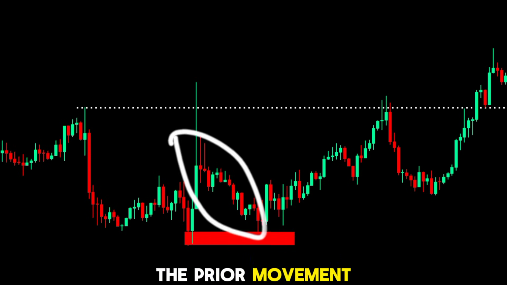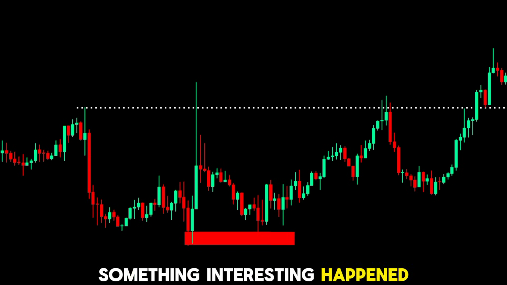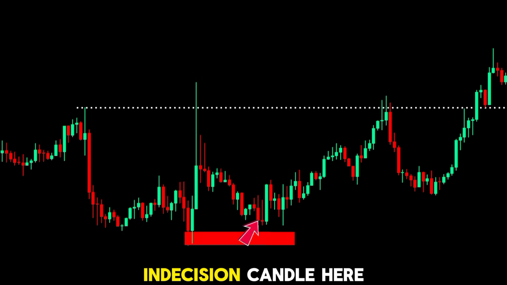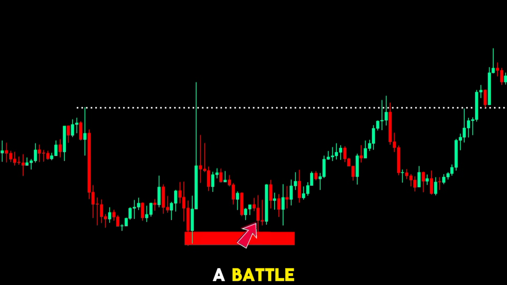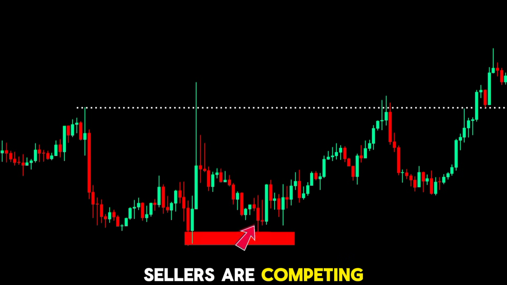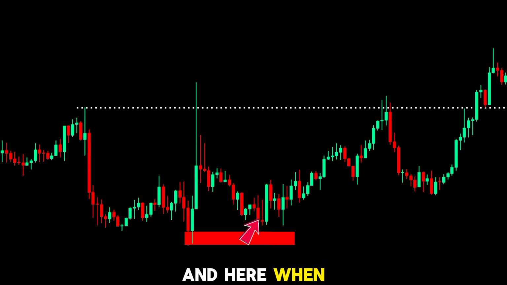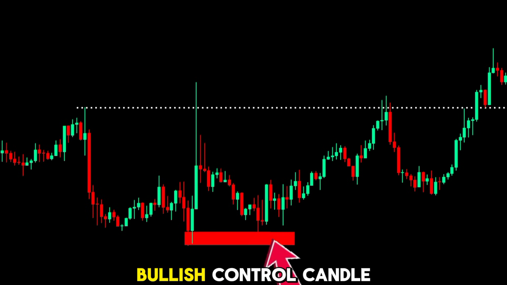The prior movement has a lot of clean candles, but as it was getting to that liquidity zone, something interesting happened. You can see we had an indecision candle here, which signaled to us that the market is now in a battle. The buyers and sellers are competing, and this further weakens the price movement as it gets to the liquidity zone. And here, when the market finally touched the liquidity zone, we had a bullish control candle.